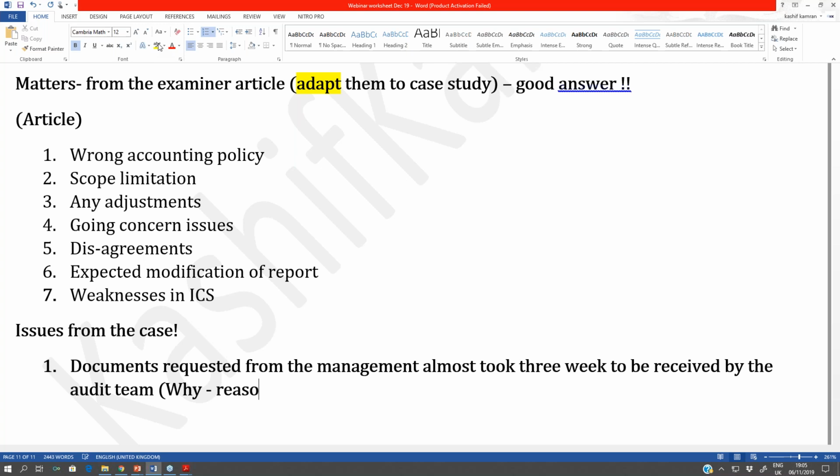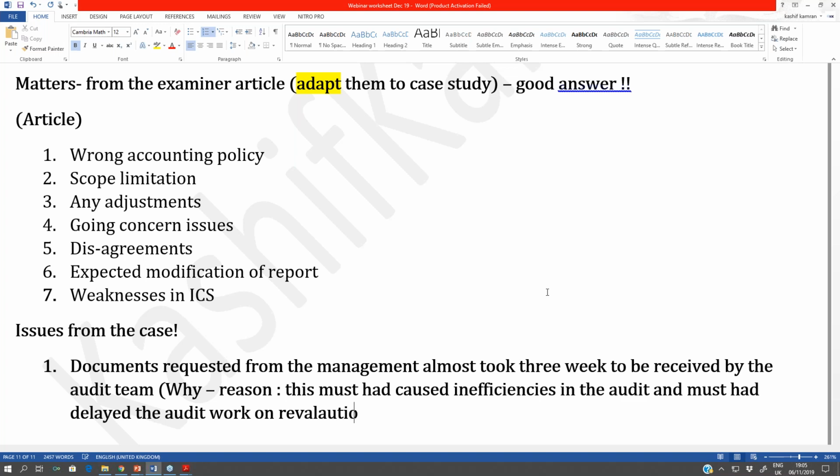The reason why we should be communicating to the management is that this must have caused inefficiencies. This must have caused inefficiencies in the audit, and must have delayed the audit work on revaluation. So do you all agree with the why here?